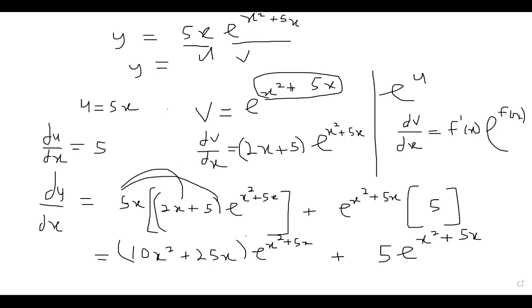Any other question? I think Salisu's hand is up. Salisu: Sir, please, the 5x is multiplying the whole bracket. But you multiplied 2x and 5. Why didn't you multiply it by the e raised to the power x squared plus 5x? Teacher: But it's still multiplying. The e is still there. It's still multiplying everything. Okay. Thank you, sir.